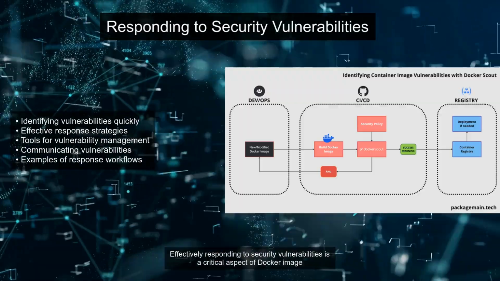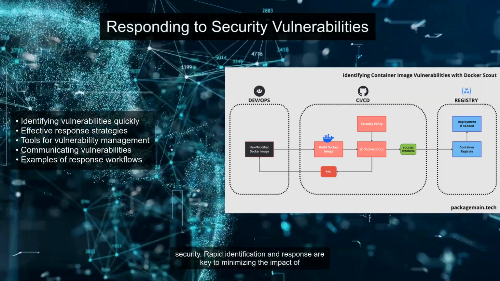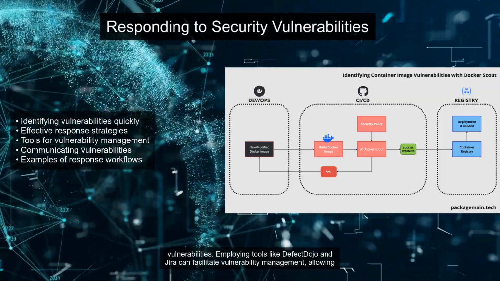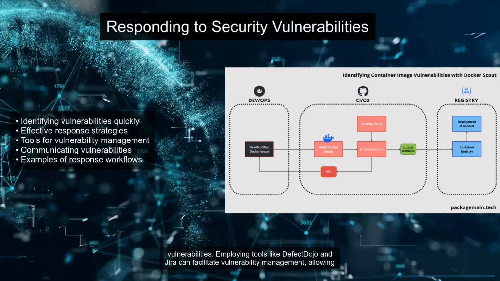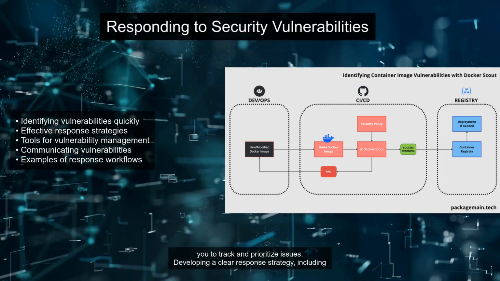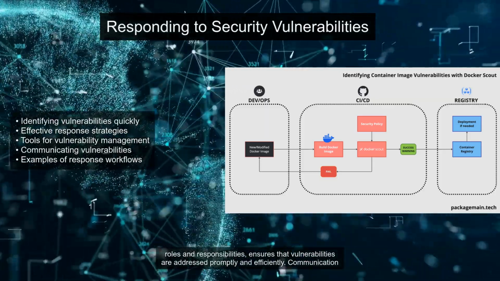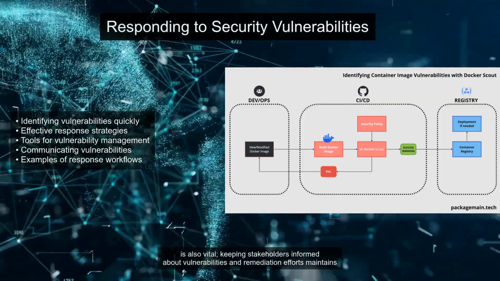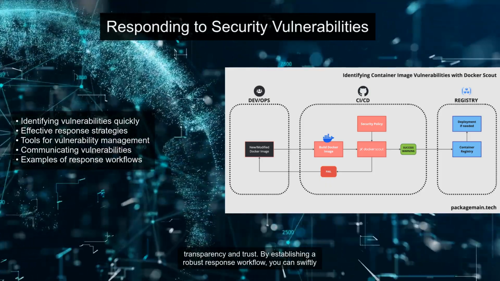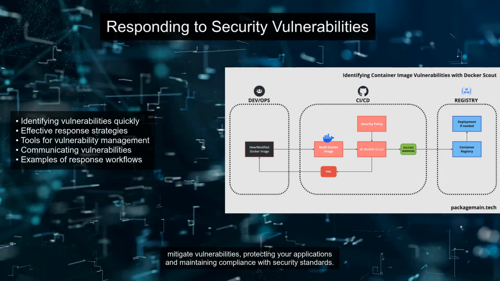Effectively responding to security vulnerabilities is a critical aspect of Docker image security. Rapid identification and response are key to minimizing the impact of vulnerabilities. Employing tools like DefectDojo and Jira can facilitate vulnerability management, allowing you to track and prioritize issues. Developing a clear response strategy, including roles and responsibilities, ensures that vulnerabilities are addressed promptly and efficiently. Communication is also vital. Keeping stakeholders informed about vulnerabilities and remediation efforts maintains transparency and trust. By establishing a robust response workflow, you can swiftly mitigate vulnerabilities, protecting your applications and maintaining compliance with security standards.